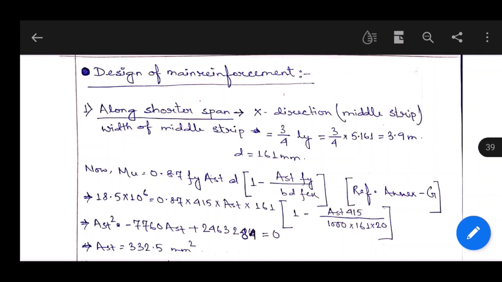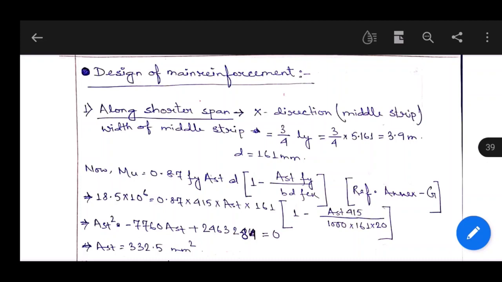So along the shorter span, that means X direction, the width of the middle strip is equal to 3/4 of Ly, that is equal to 3/4 into 5.161, that is equal to 3.9 meter, and d is 161 mm.